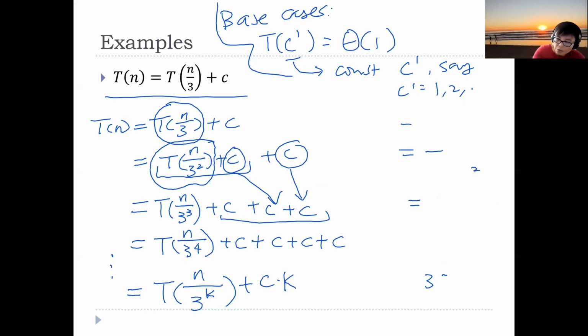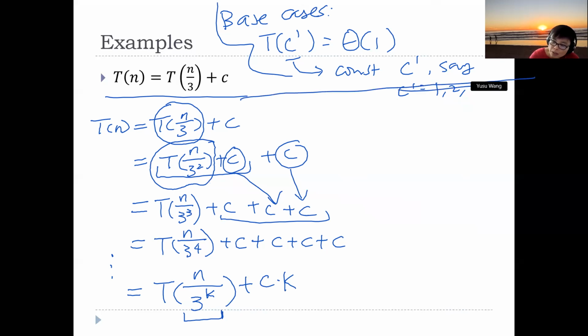Okay, so, oops, it's still not very clean. Okay, now we need to know when we stop. We stop when this becomes constant. So we write it here.